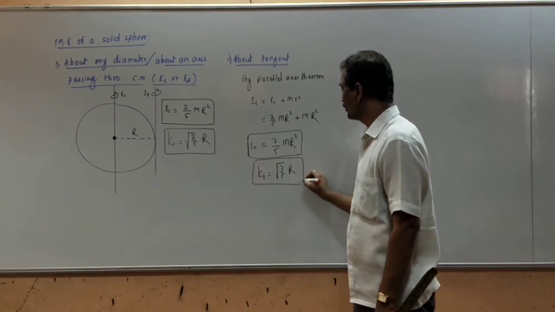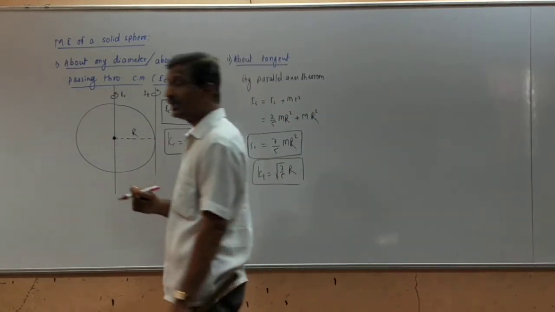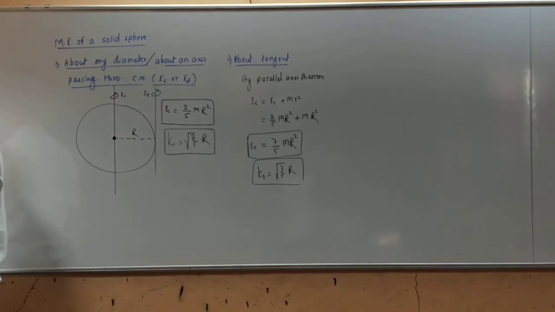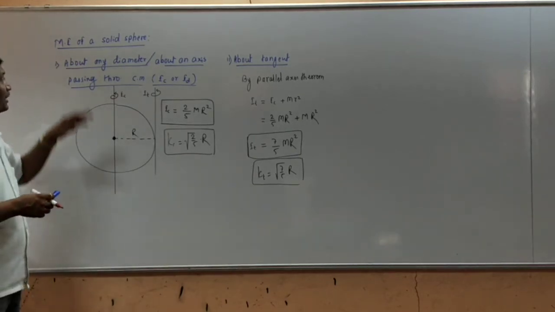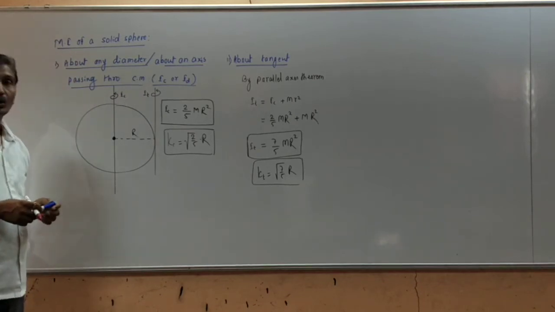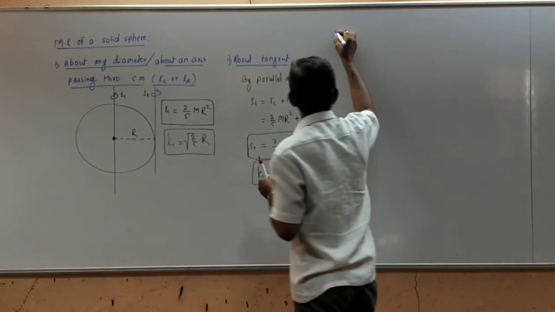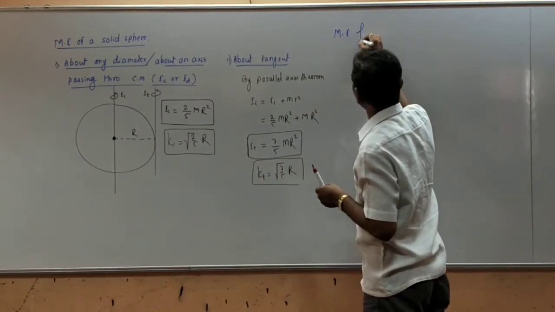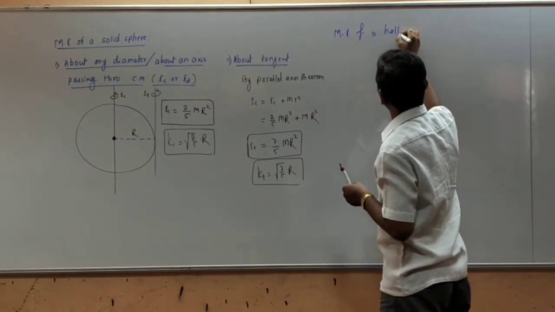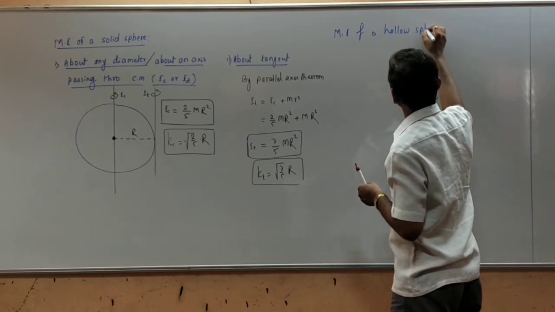So only two cases are there in case of a solid sphere. Now see the difference between the moment of inertia of the solid sphere and hollow sphere. So our next topic is the moment of inertia of a hollow sphere.